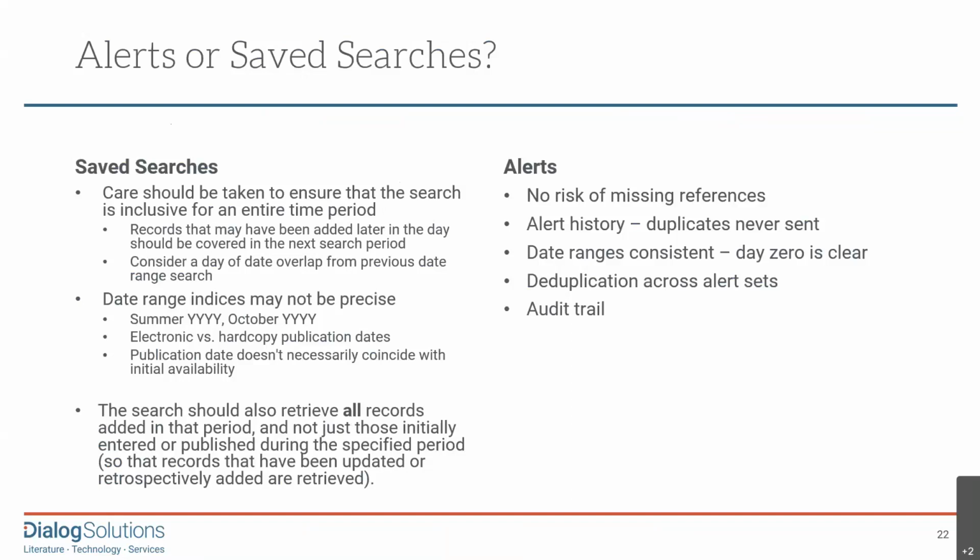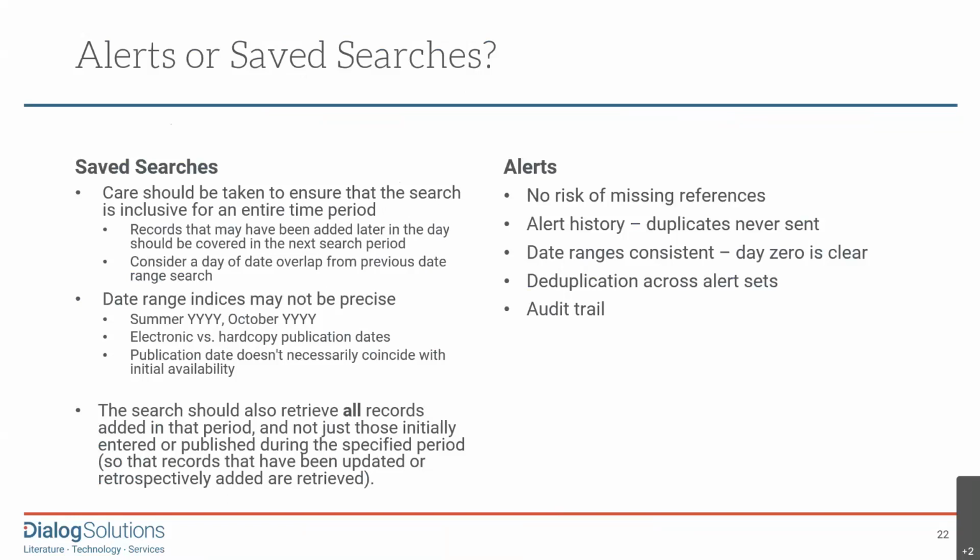Many aggregators, many database services also provide an alert history. So they remember the references that have already been sent to you in an alert memory, and so a duplicate will never be sent to you. The date ranges remain consistent. Day zeros will also clear. And some aggregators actually can deduplicate across alert sets.